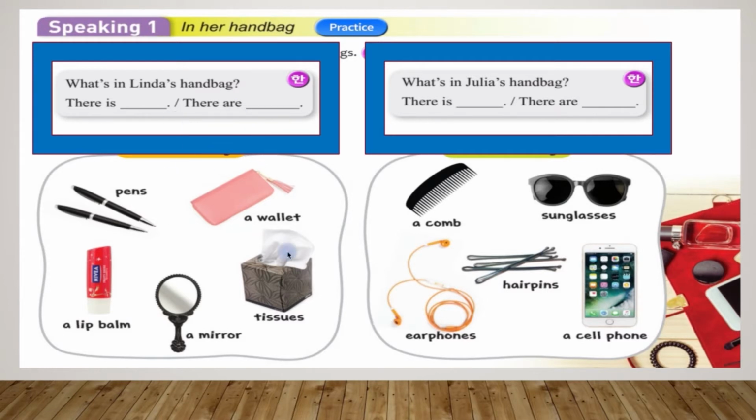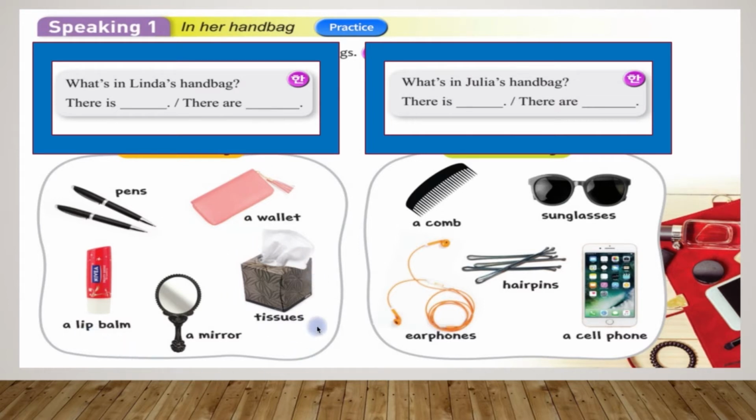What is in Linda's bag? There is a wallet in Linda's handbag. Yes, because there is one wallet. And what is there in Linda's handbag? There is a lip balm in Linda's handbag. Yes, there is just one lip balm.